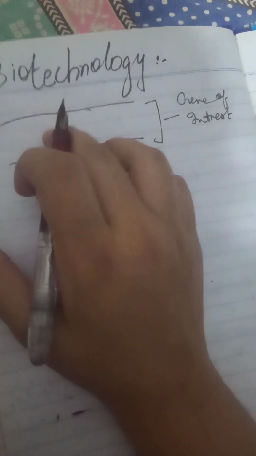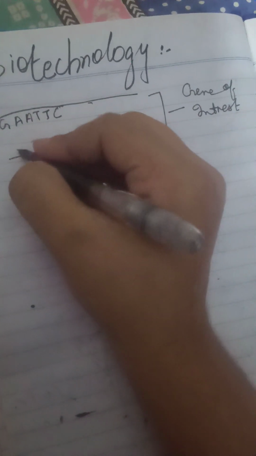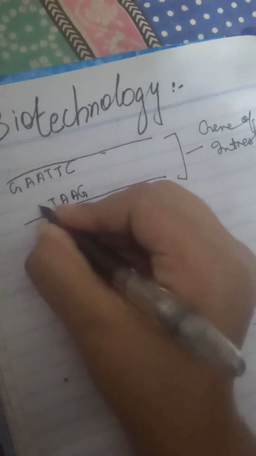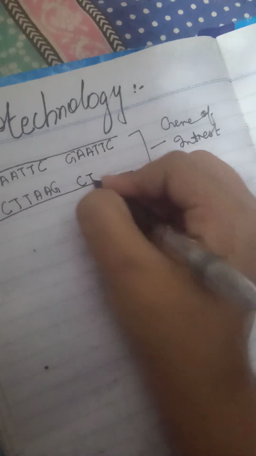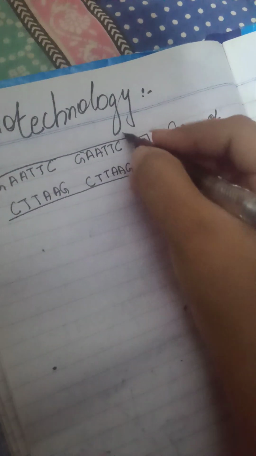Now what I'm making here is my gene of interest. In the last video we studied the phosphate groups. I'm writing here first G A T T C, and here it would be the opposite of this, so G would be here, A T T C, and here of course it would be the same, G A T T C, and here it is C T T A G. This is the fifth prime, and here is the third prime.